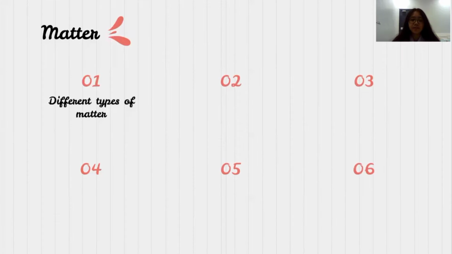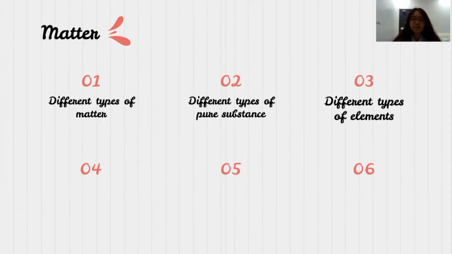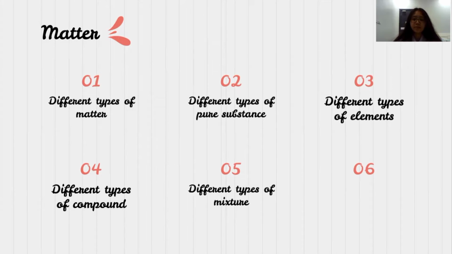First, I'm going to discuss about the different types of matter. Second, I'm going to discuss about the different types of pure substance. Third, I'm going to discuss about the different types of elements. Fourth, I'm going to discuss about the different types of compound. Fifth, I'm going to discuss about the different types of mixture. And lastly, I'm going to discuss about the molecular movement.